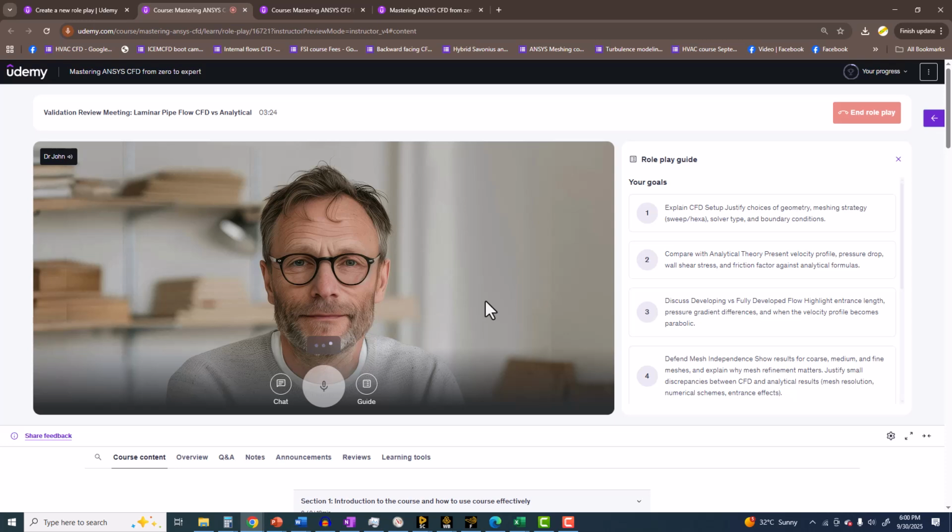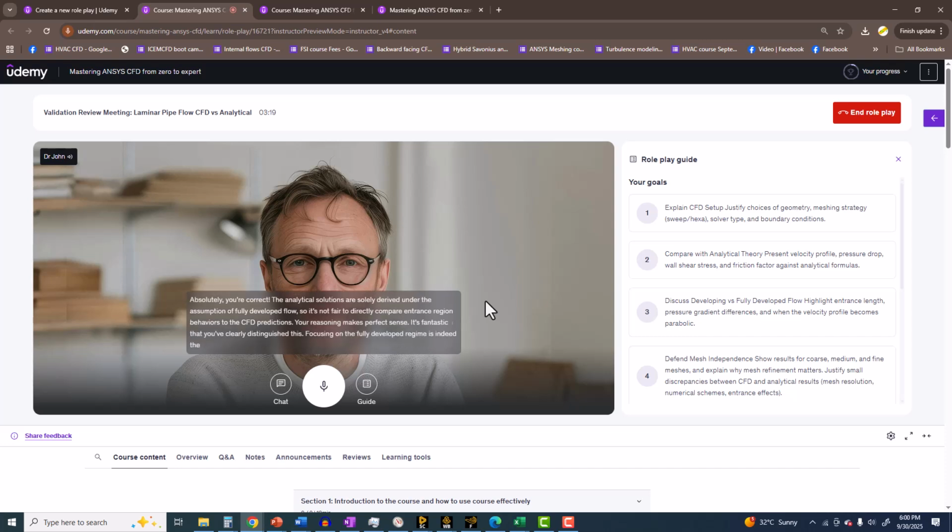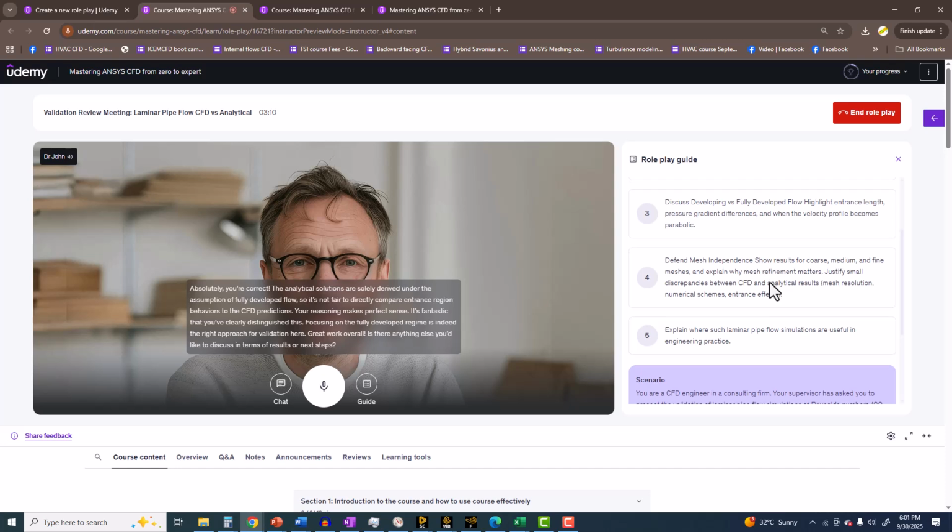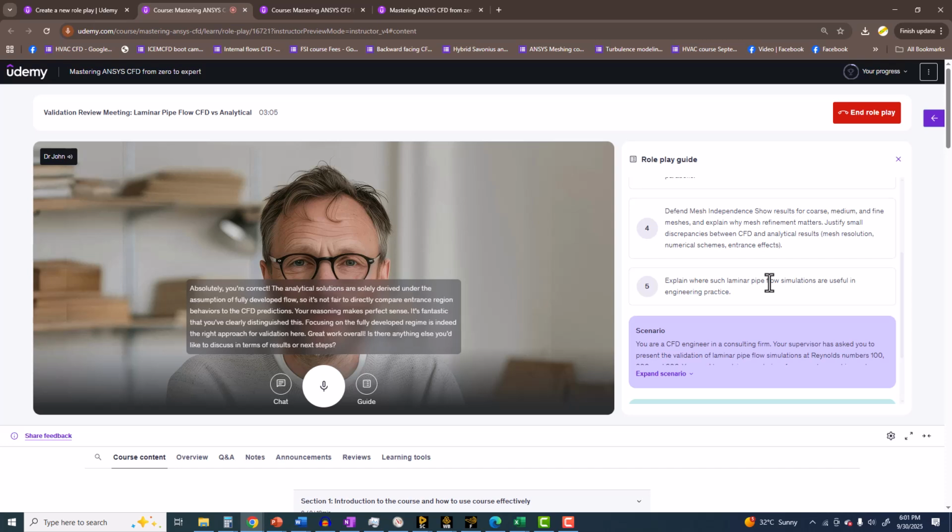Absolutely, you're correct. The analytical solutions are solely derived under the assumption of fully developed flow. So it's not fair to directly compare entrance region behaviors to the CFD predictions. Your reasoning makes perfect sense. It's fantastic that you've clearly distinguished this. Focusing on the fully developed regime is indeed the right approach for validation here. Great work overall. Is there anything else you'd like to discuss in terms of results or next steps?